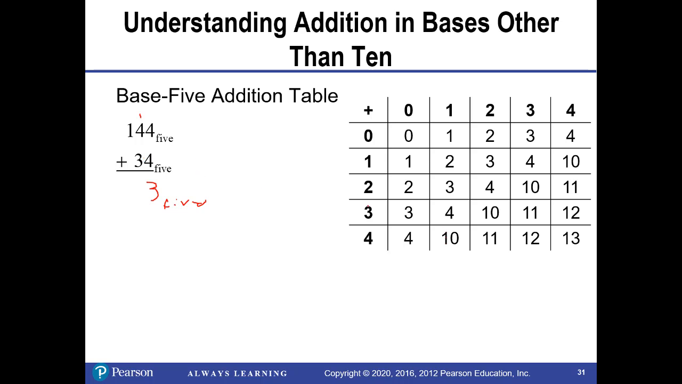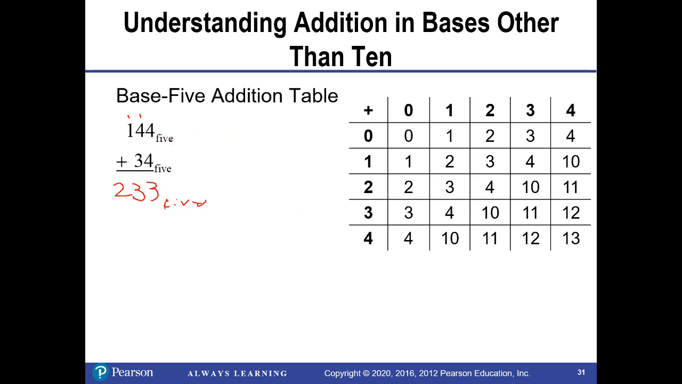So we'll do it this way. 3 plus 1 in base 5 is 4. 4 plus 4 in base 5 is, again, 1, 3. So we get 3 here, carry the 1, and 1 plus 1 in base 5 is blessedly 2. So we have 2, 3, 3, base 5.